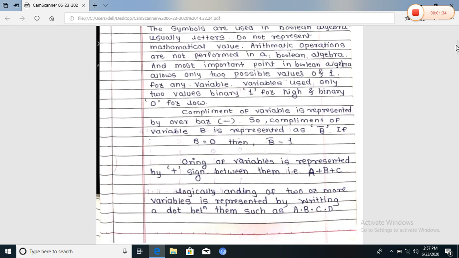Logical ANDing of two or more variables is represented by writing a dot between them, such as a dot b dot c dot d. These laws are used for simplifying digital circuits. They were invented by George Boole, arithmetic operations are not performed, and there are only two possible values, 0 and 1. The most important point is that in Boolean algebra we use letters, not mathematical values.